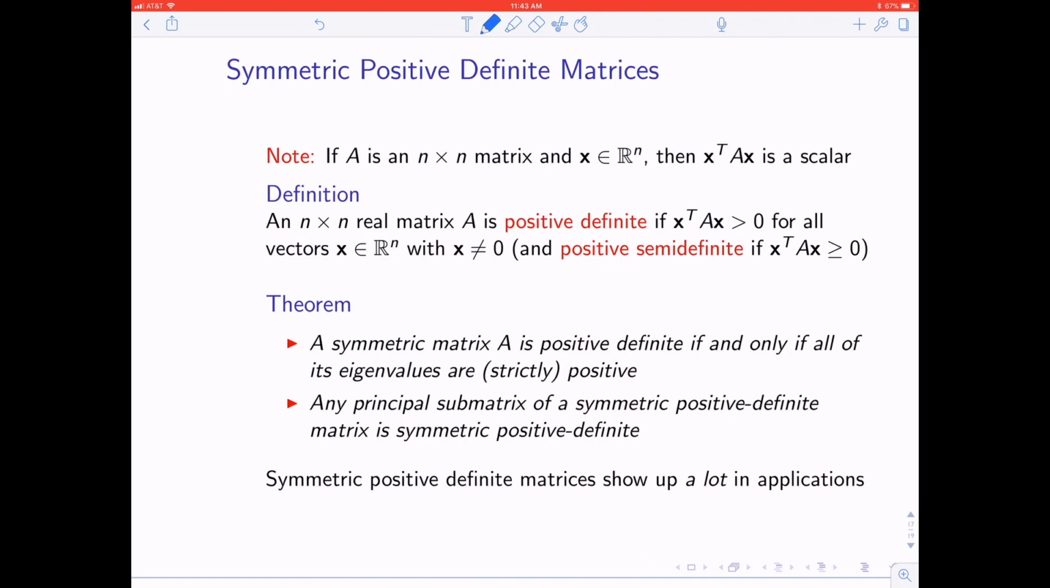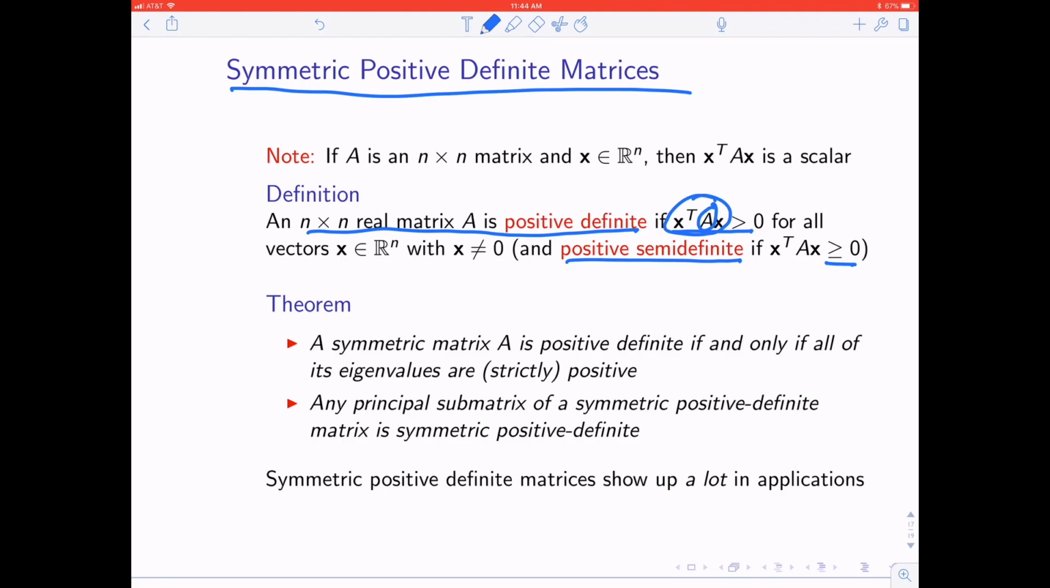So we talked about symmetric matrices, and now we're going to talk about symmetric positive definite matrices. An n by n real matrix A is positive definite if x transpose Ax is greater than 0 for all nonzero vectors x. And if, instead of greater than 0, we have greater than or equal to 0, we call it positive semi-definite. So in other words, you start with a matrix A, you have to test all nonzero vectors x in this condition here, and you get out some scalar, and if it's always greater than 0, we call it positive definite.